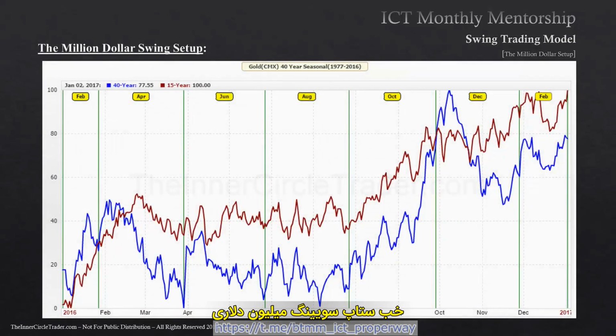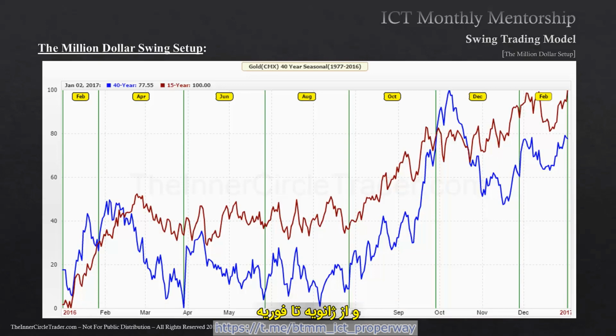Okay, the $1 million swing setup. We're going to be looking at gold for this example. The seasonal tendency we like to focus on, and we recently used in the mentorship: you can see through December into January, there's a strong tendency for gold to rally.